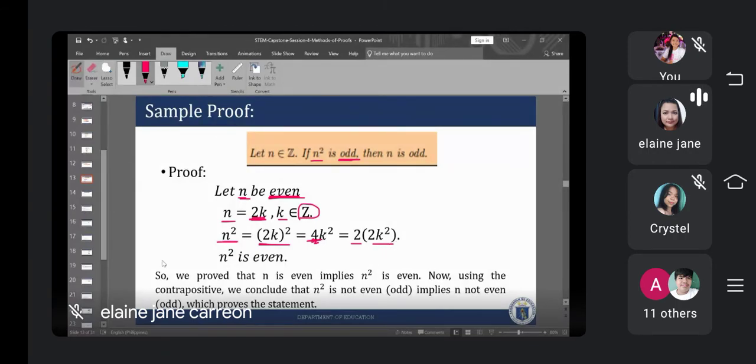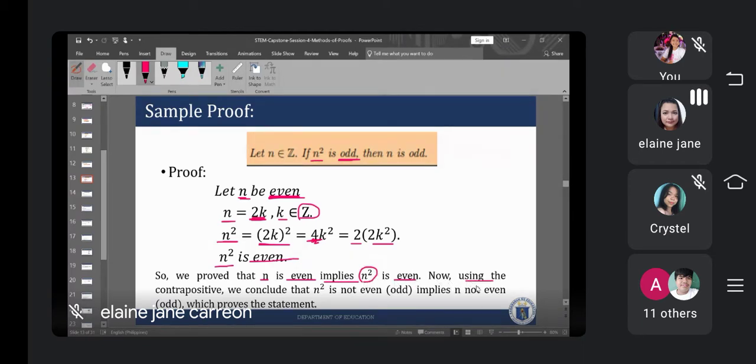Therefore, what we can have in our conclusion is n square is even. Okay? So, that is our conclusion. So, we prove that n is even implies n square is also even.